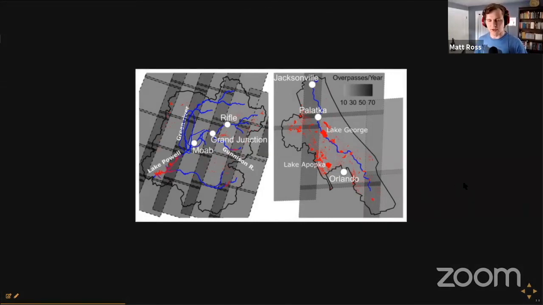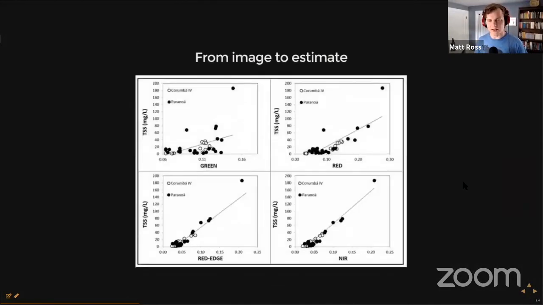So if we have all these images, how do we turn that into an estimate of water quality? This is a figure from a paper that shows, in this case, that increased green reflectance was not very predictive of TSS. Increased red reflectance was more predictive. Red edge was much more predictive. And then the near infrared in this case was very predictive of TSS. And so this is just a local empirical approach.